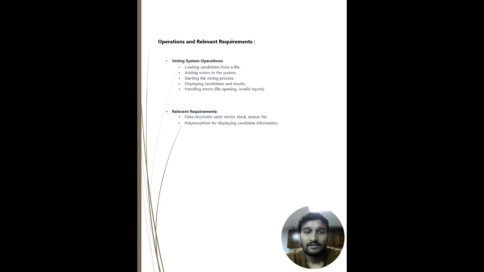The requirement for this program is an input file, that is candidates.txt. The program assumes the existence of a file named candidates.txt with the format name and party for each candidate, separated by space. Next, user interaction. Users are prompted to input their names for voting. Users provide a selection index to vote for a candidate.